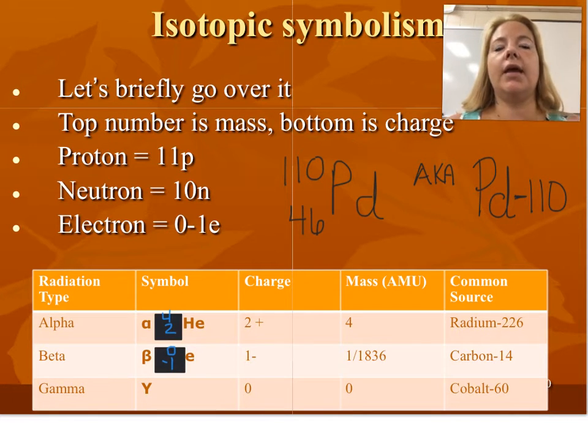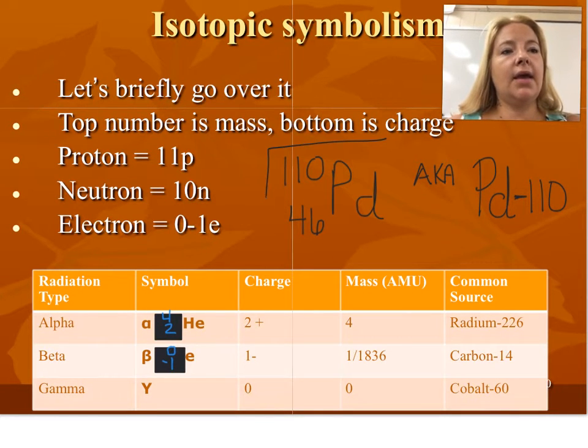With nuclear decay, we are going to be using isotopic notation. So you're going to have to remember how to do that. So if you recall, with isotopic notation, when we're writing an isotope, it looks like this, where we have the atomic mass at the top, and on the bottom is the atomic number, or also the number of protons. We also learned how to write this as palladium-110, remembering again that this 110 is the mass, okay?